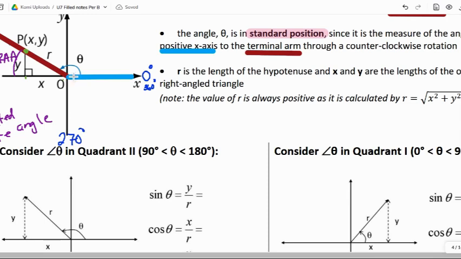Now, the r value I can't find from the point. If I'm given a point, I have the x and y. How do I find the r? Well, the r is the hypotenuse. And that takes us to the right angle theorem, formerly known as the Pythagorean theorem, where r squared is y squared plus x squared. And so to find r, to find the hypotenuse of this triangle, I can use the right angle theorem.